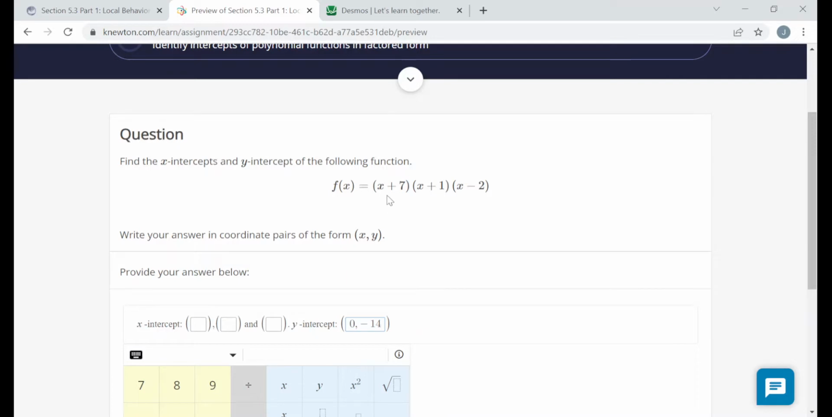And then the x-intercepts, if f of x were replaced with 0 and you applied the zero product property, you solve the equation where you set everything equal to 0. Either x plus 7 is 0, or x plus 1 is 0, or x minus 2 is 0. Well, when x plus 7 is 0, x would be negative 7. So negative 7 comma 0 is one of the x-intercepts. When x plus 1 is 0, that means x is negative 1, so negative 1 comma 0 would be another x-intercept. And when x minus 2 is 0, x equals positive 2. So 2 comma 0 is the third x-intercept here.